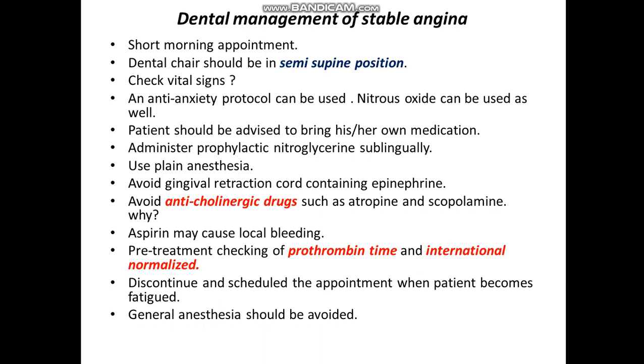Use plain anesthesia. Plain anesthesia means anesthesia without vasoconstrictor. We can use a vasoconstrictor, but it should be of low concentration. It should be 0.036 milligram, and the maximum is 2 carpules for patients with ischemic heart disease.